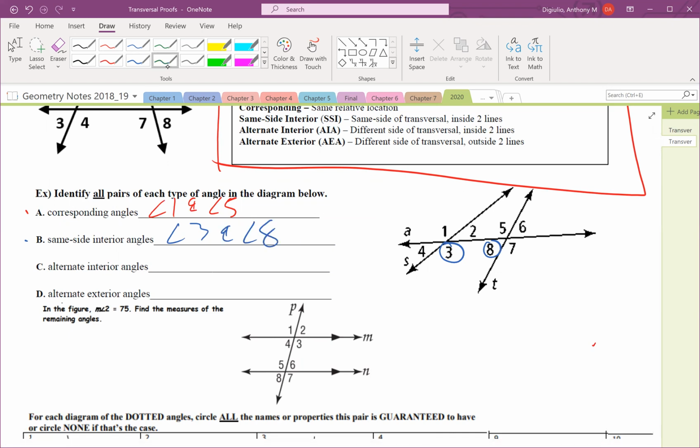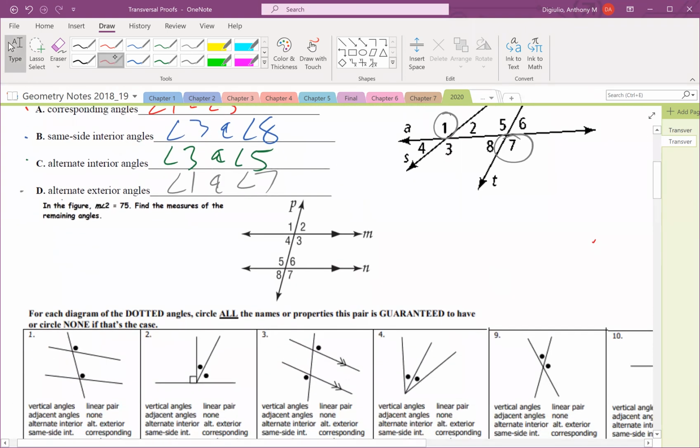For alternate interior angles, I'm going to keep those other interior angles highlighted, but it's going to look like something like 3 and 5. As opposed to the other one, those are going to be on opposite sides of each other, not same side. And then last but not least, we have alternate exterior angles. So that's going to look like 1 and 7. They're outside of lines S and T, and they're on alternate sides of each other.